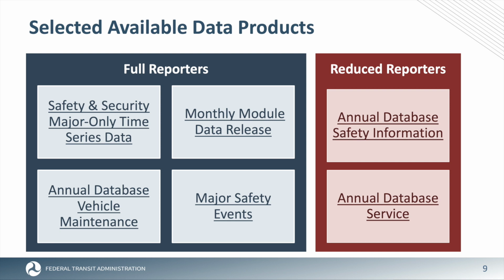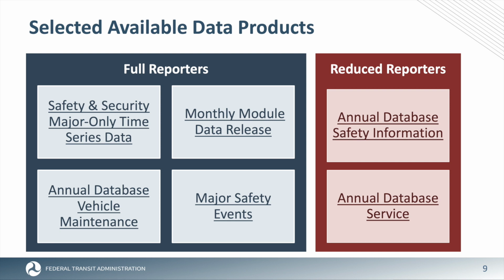We also want to point out the annual database vehicle maintenance file, which is where you could go to find data related to major mechanical failures. And again, that data will be broken out by agency and by mode. It could be very useful in your safety performance target setting activities.